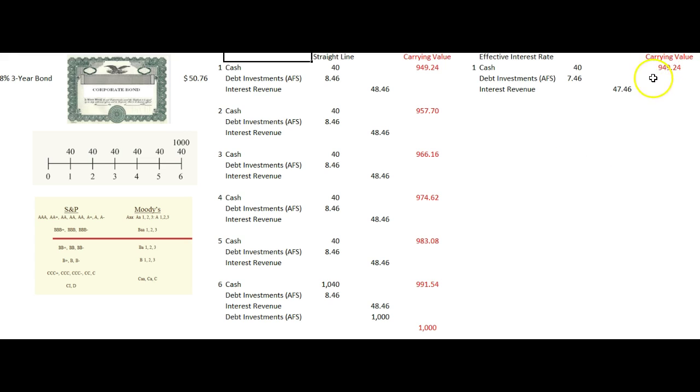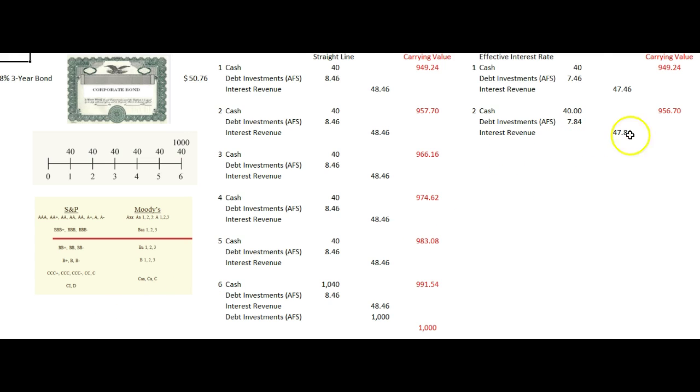So here's the carrying value of the bonds, or the book value of the bonds at the beginning of the period. This $47.46 is the 0.05, that's the effective rate per 6 months, times the carrying value, so that gives us $47.46 worth of interest revenue. I know I'm getting a check for 40 bucks, debit cash for 40, credit interest revenue for $47.46. To make that journal entry balance, I have to have a debit of $7.46 to debt investments available for sale.